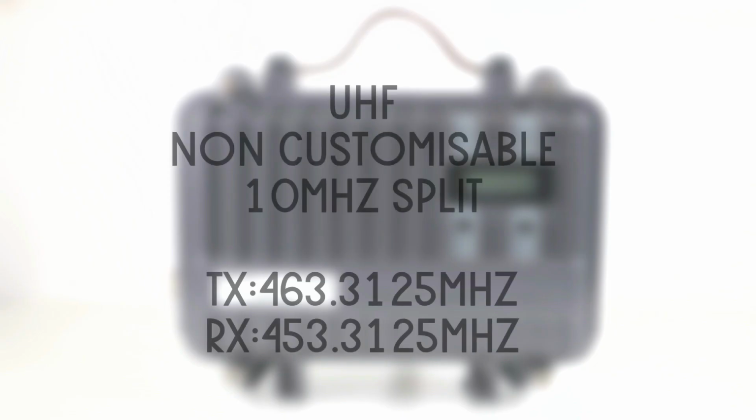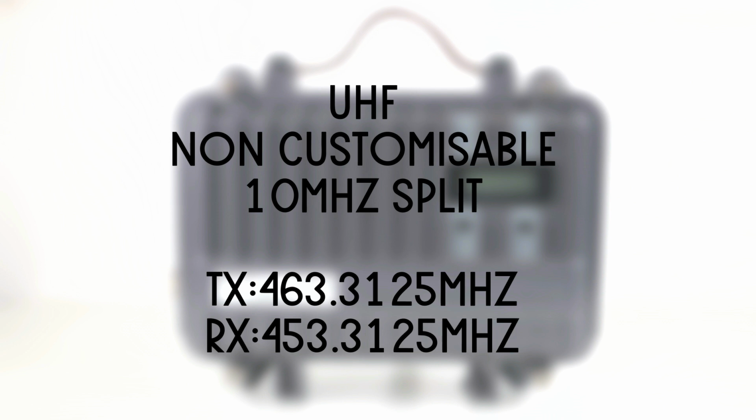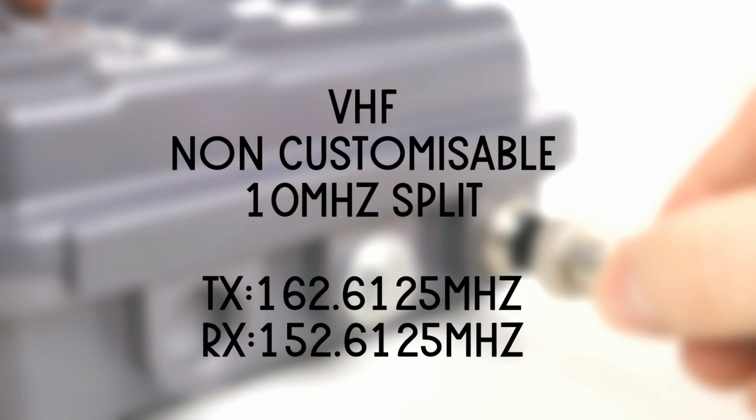Number 1. If you'd like a VHF repeater but don't want to customize it, then choose VHF 10 MHz stock. This gives an offset of 10 MHz with a transmit frequency of 463.3125 and a receive frequency of 453.3125.